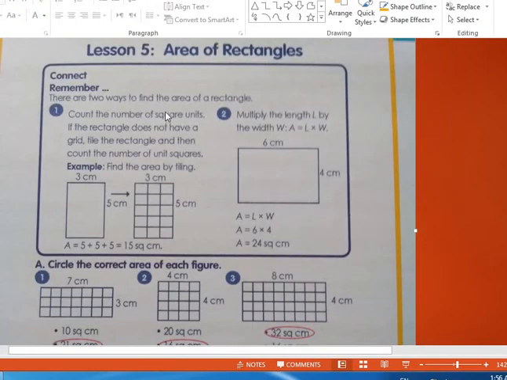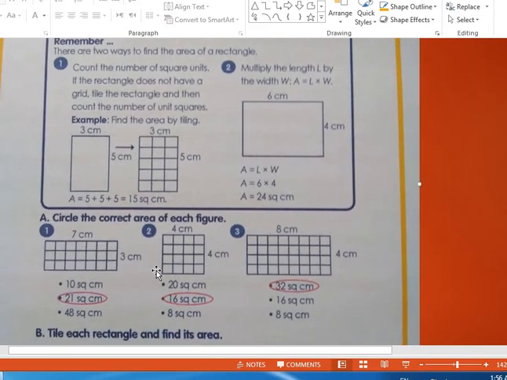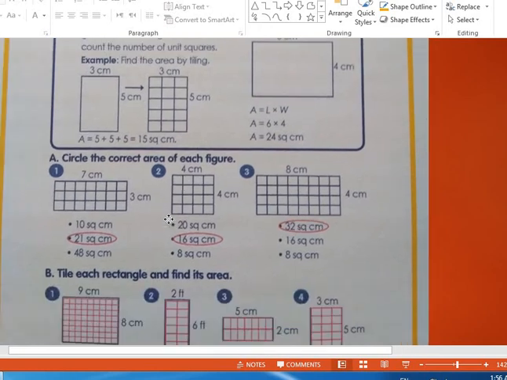So here in your practice book, remember there are 2 ways to find the area of a rectangle. The first one is to count the number of the square units. The second one is to multiply the length by the width, as we mentioned before. So solve this. It's very easy.